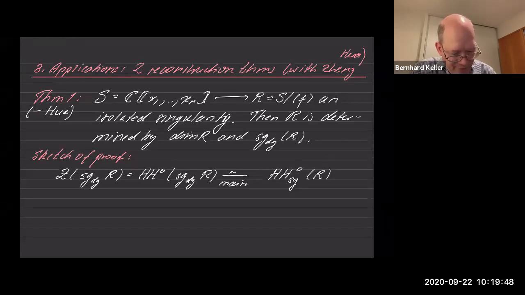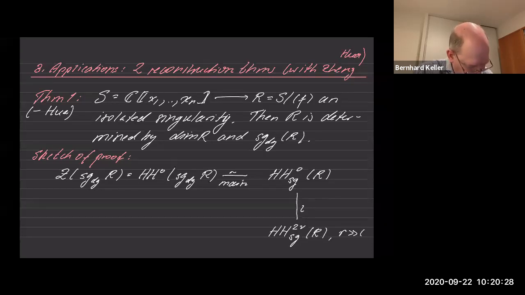Okay, now we have a hypersurface, and for a hypersurface we can explicitly compute the DG singularity category using matrix factorizations. And matrix factorizations by definition are two-periodic, and therefore these groups are also two-periodic in the exponent. And so we get an isomorphism with Tate-Hochschild cohomology in, say, high even dimensions. So here we use matrix factorizations to describe the DG singularity category.